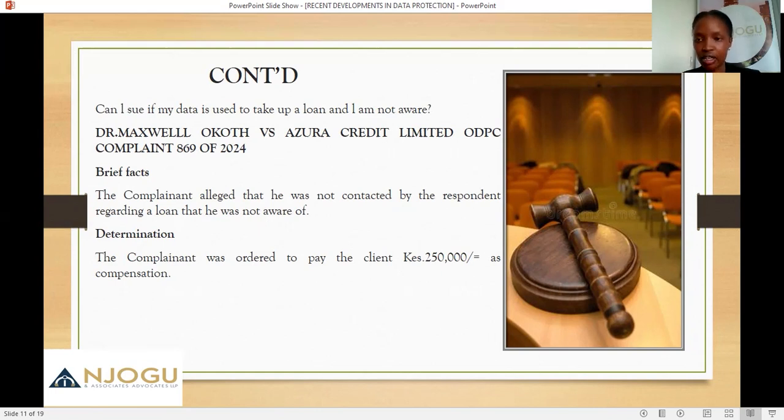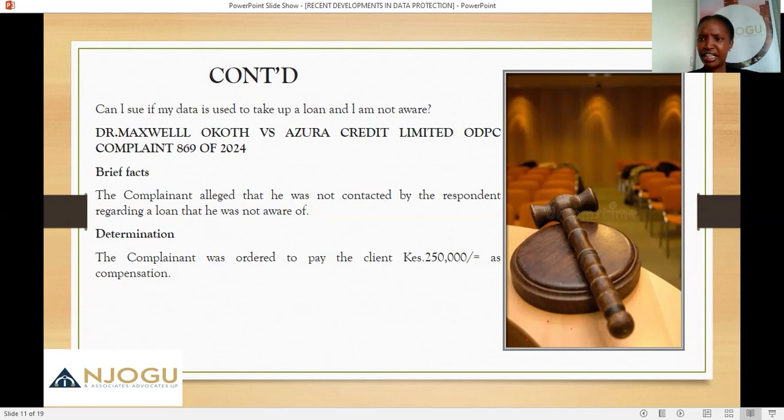So the complainant said he got calls from the respondent, who said they got his contact from a customer who owes. The complainant said he got calls and messages from the respondent, in this case Azura Credit Limited, to settle a loan that he did not know about. So he said, how was this possible? How did I pick up a loan I am not aware of?